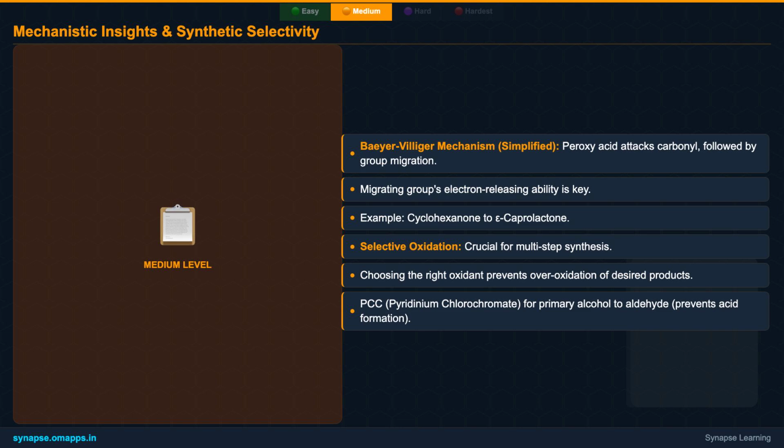Finally, remember that choosing the right oxidizing agent is vital in synthesis to get the desired product. Sometimes, you need mild, selective oxidants to prevent overoxidation of a functional group.